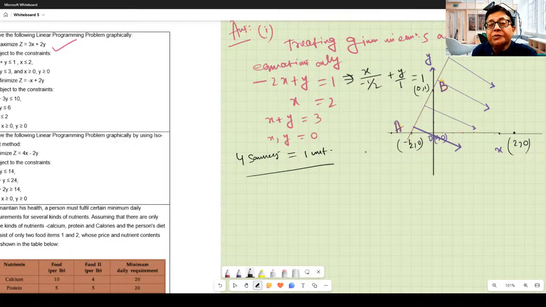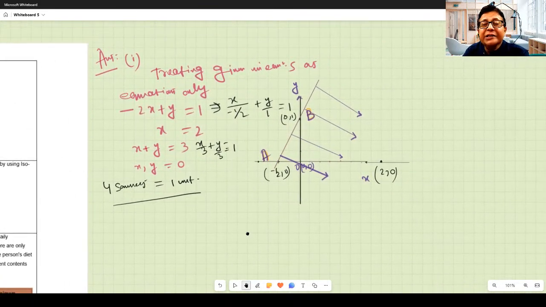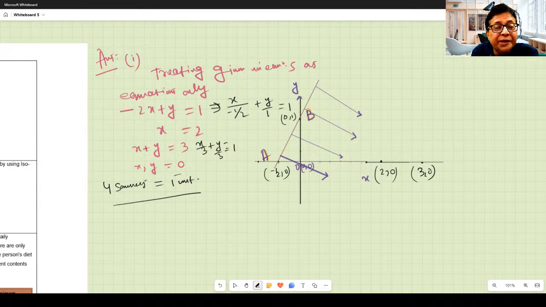And next line, if you take in intercept form, that is x by 3 plus y by 3 equal to 1. Okay? So let us take x by 3 and y by 3 equal to 1. It means we have to take 12 units here, because 1 unit is 4 small squares. So 1, 2, 3, 4. This point is going to be 3, 0. Okay. What I have taken? 4 squares equal to 1 unit.